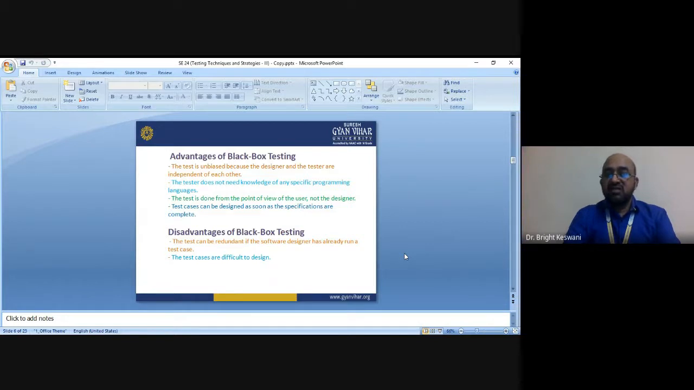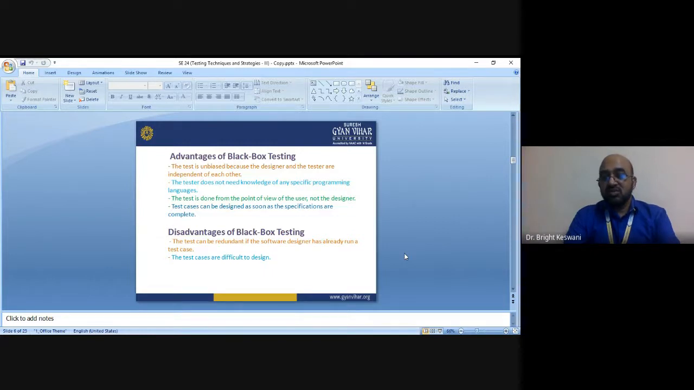Basically, we can say that black box testing is a testing method based entirely on test cases. Okay, some disadvantages are also there. What are these disadvantages? The first disadvantage of black box testing is that the test can be redundant if the software designer has already run a test case.